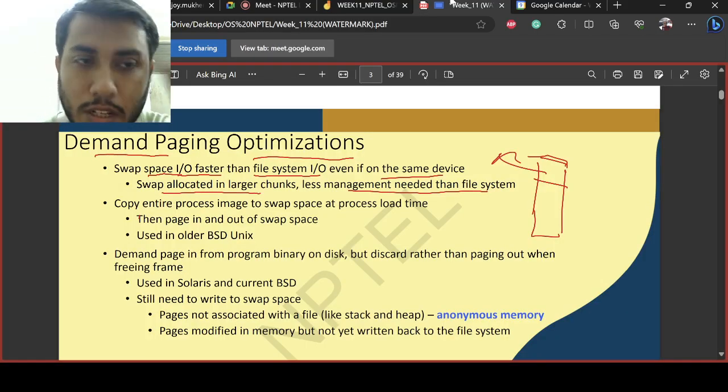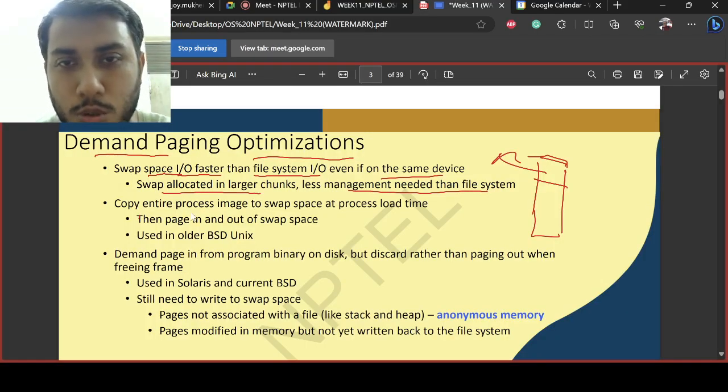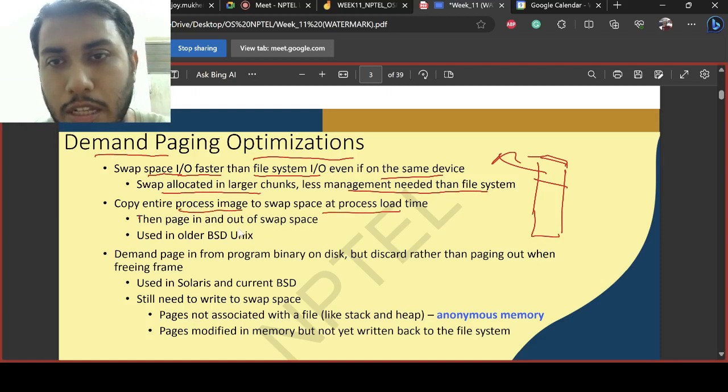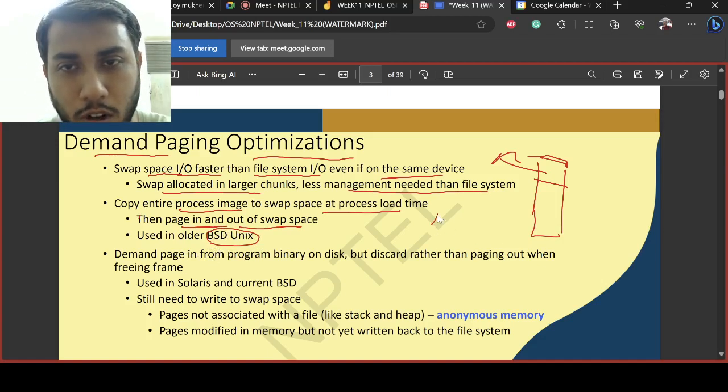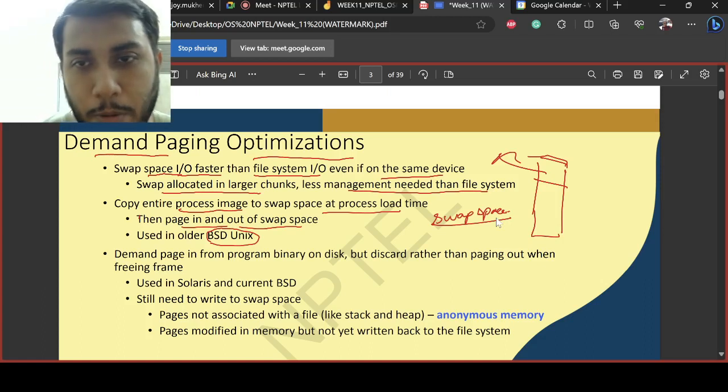The second is to copy the entire process image to swap space at process load time. Then you page in and out of the swap space. This was basically used in older BSD Unix systems. So there is this thing called swap space, and there you can keep your entire process image.